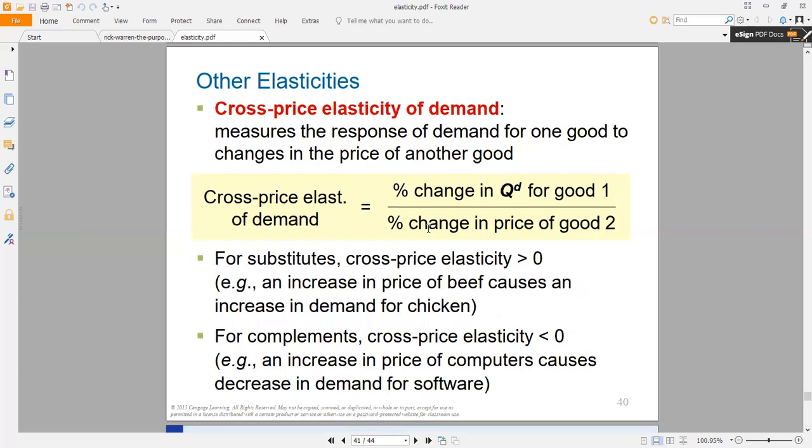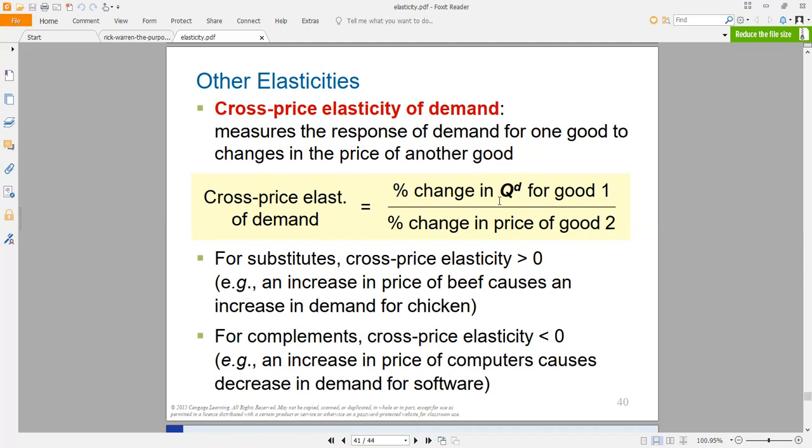Then we have cross price elasticity of demand. This one looks at how the demand for one good responds to changes in the price of another good. So you have two goods, good one and good two. We want to look at how the quantity demanded for good one responds to changes in the price of good two. The formula is the percentage change in quantity demanded for good one over the percentage change in the price of good two. It can be greater than 0, less than 0, or 0. If it's greater than 0, then whenever there's an increase in the price of good two, there's an increase in the demand for good one.